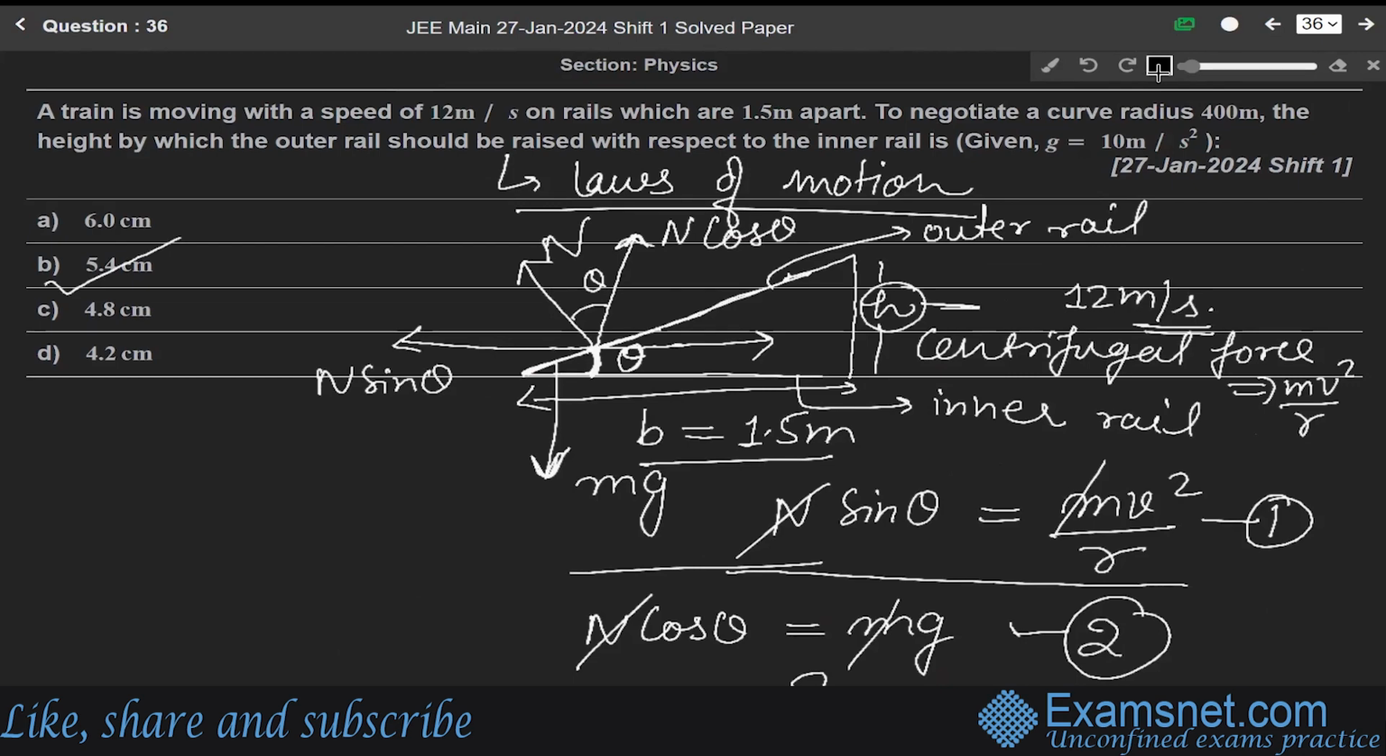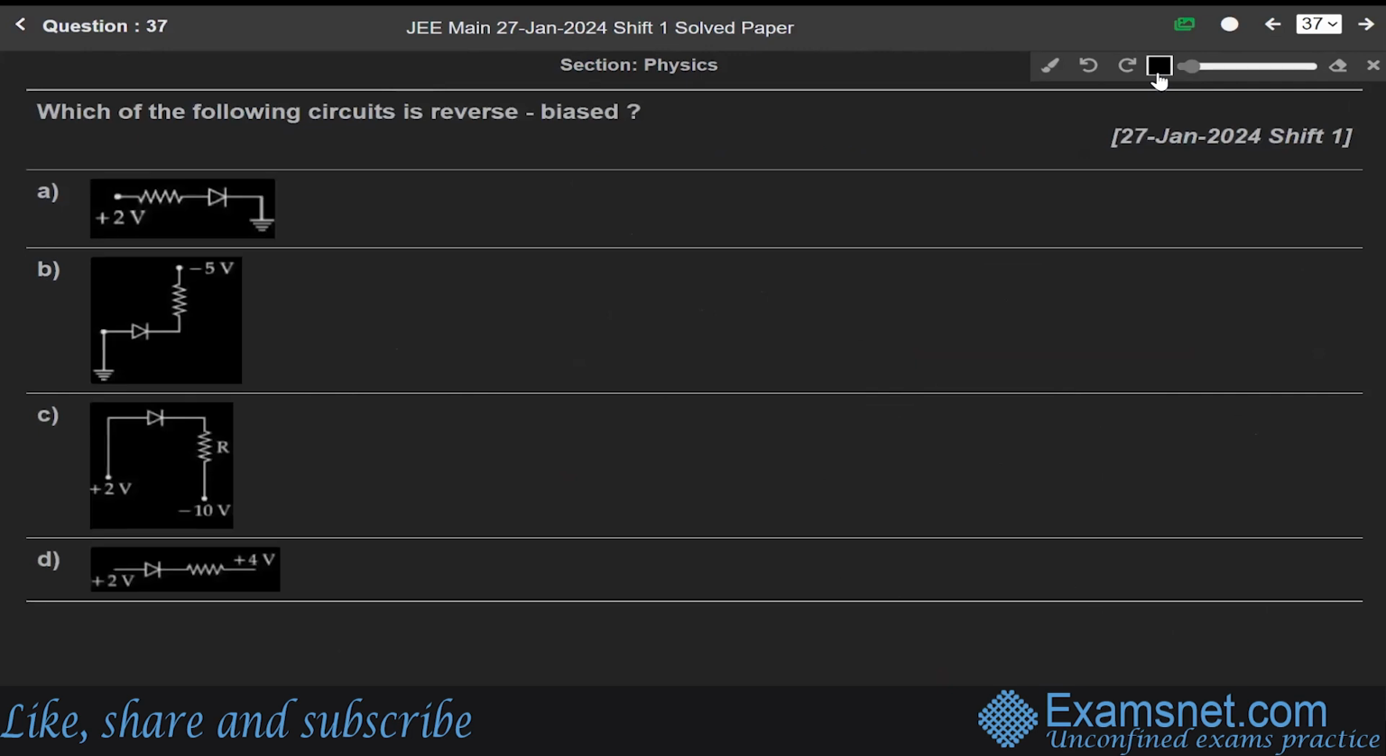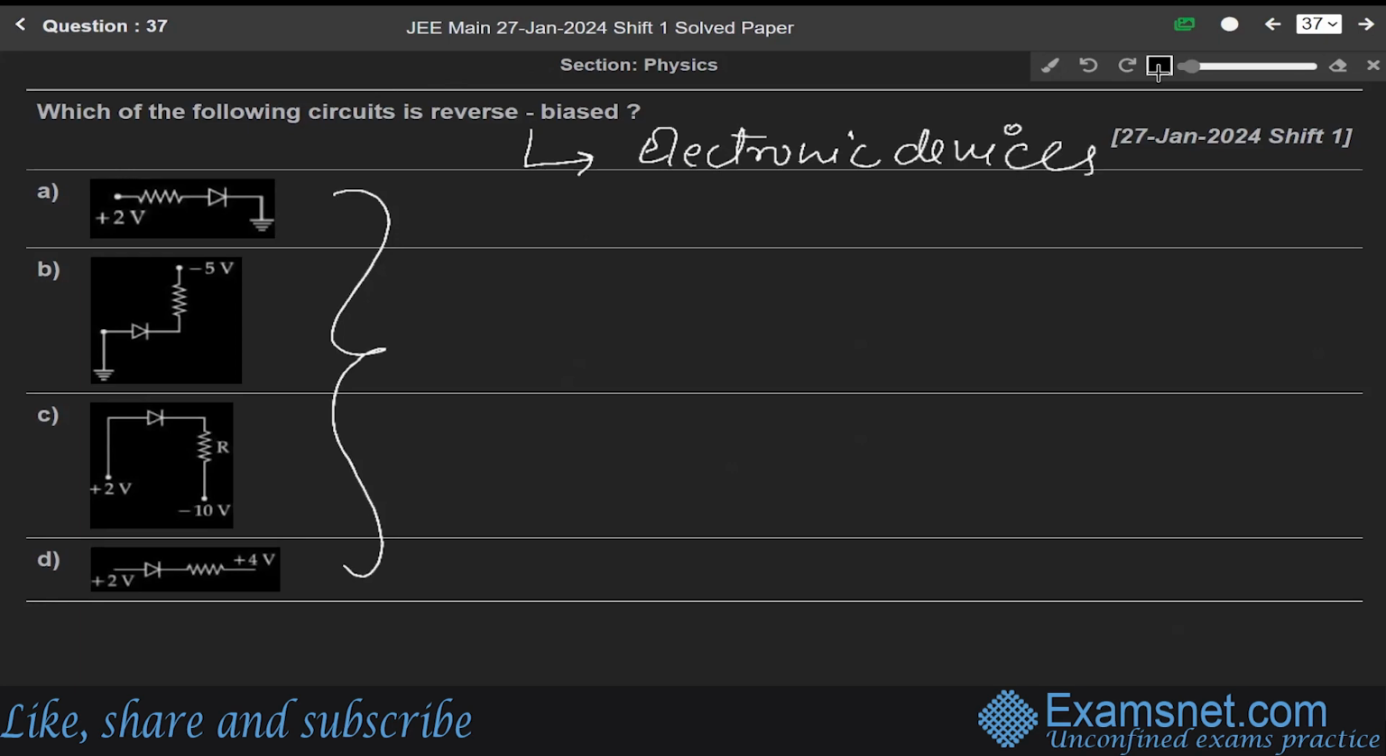Okay. Now moving towards the next question, question number 37. According to this question, which of the following circuits is reverse biased? So we have to see these four options, and from these four options, only one is the correct option. This question is from the chapter of electronic devices. It is asking about the reverse bias.